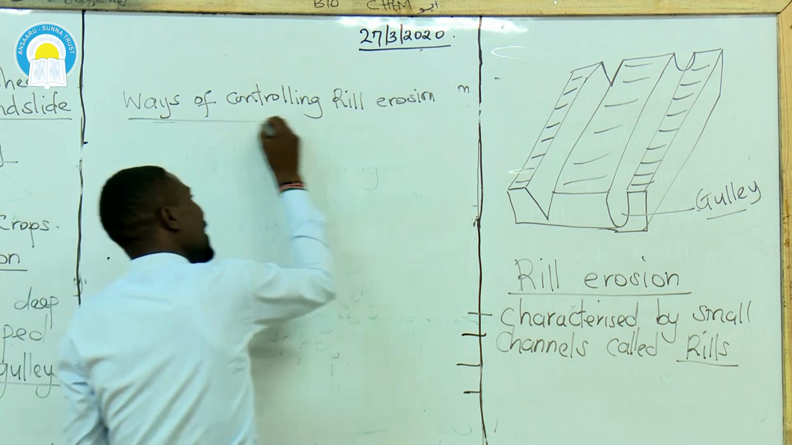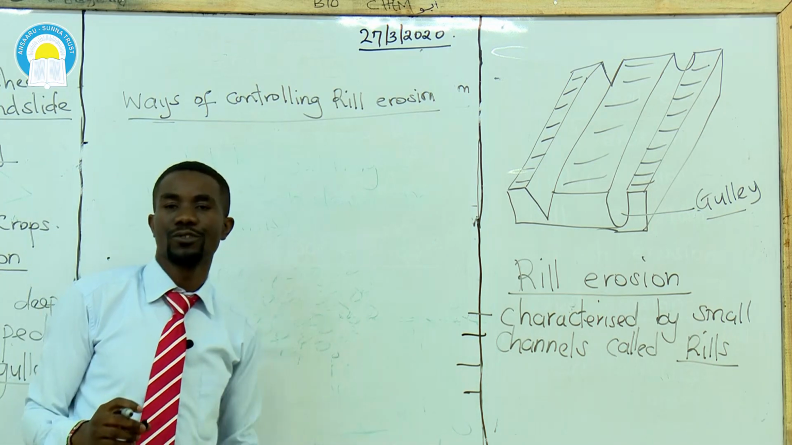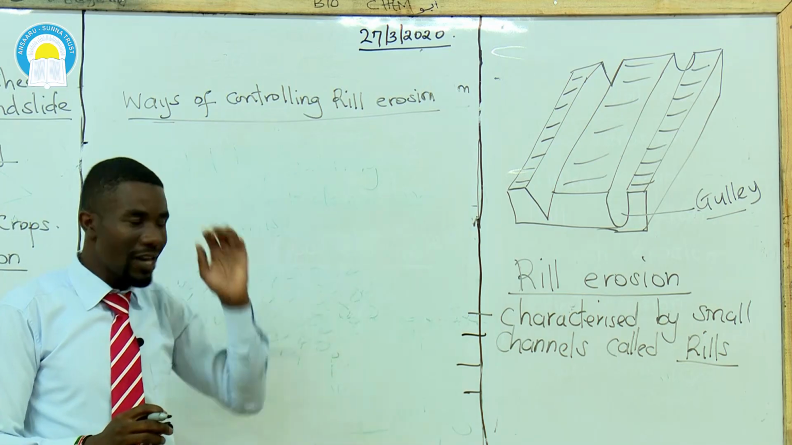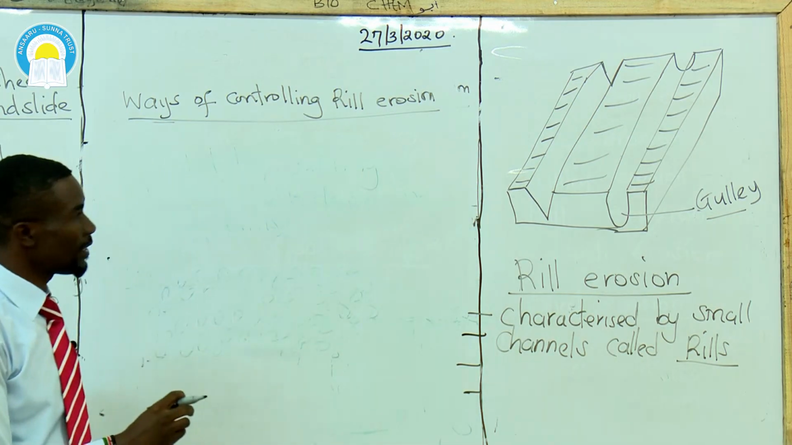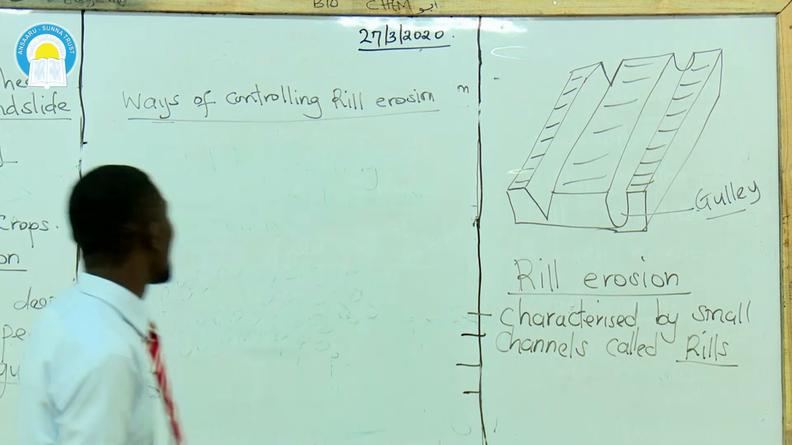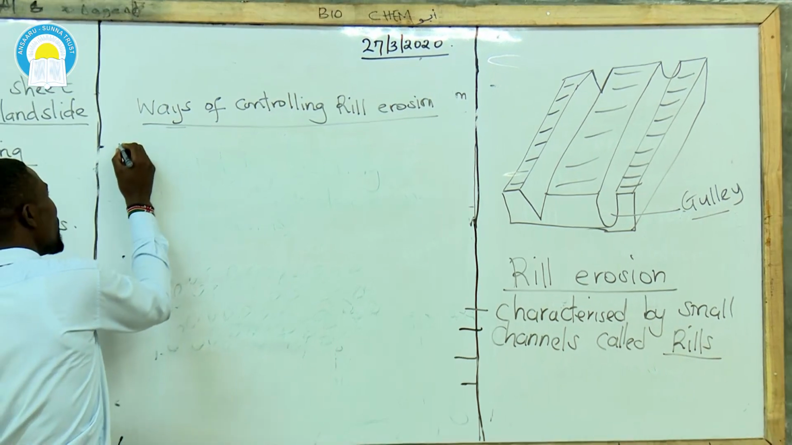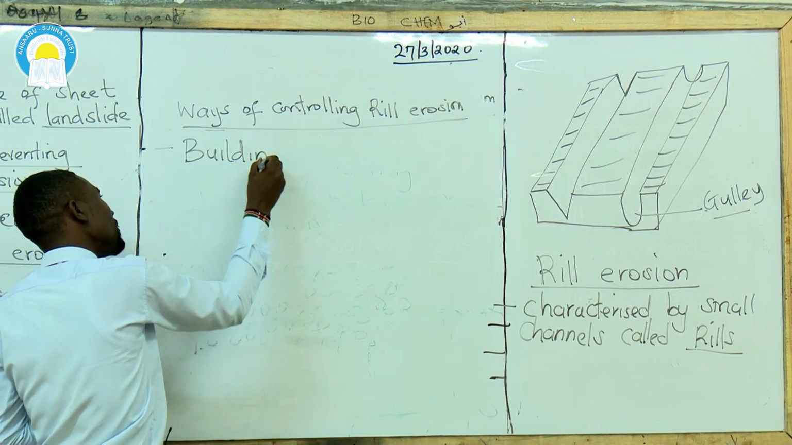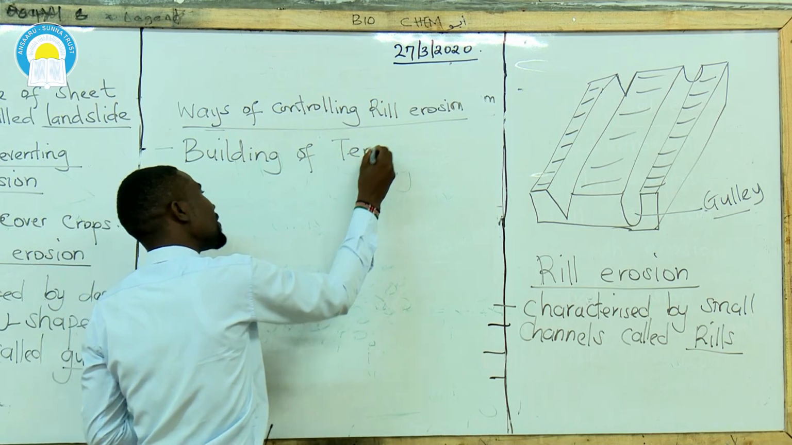If you go to the highland regions, you will be able to see this type of soil erosion. Majorly if you go to Kisii Highlands, Mount Kenya, or any other region where we have mountains and hills, you will be able to see that type of soil erosion there. So when you want to control rill erosion, we do what is called building of terraces.